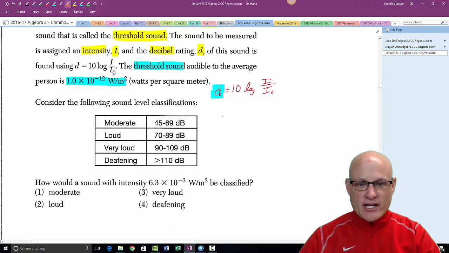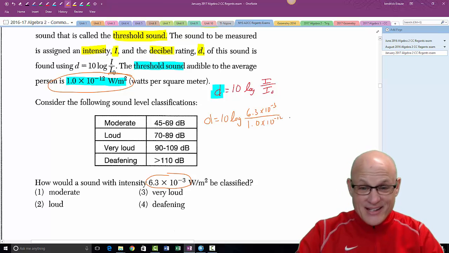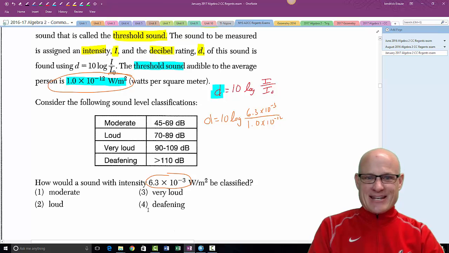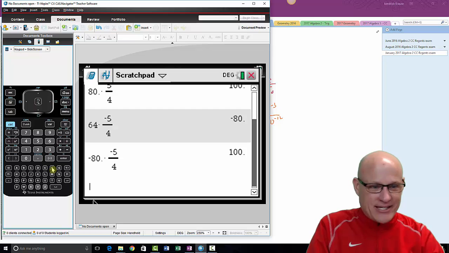So dB is equal to 10 log. They're giving us an intensity, 6.3 times 10 to the negative 3. And they gave us a threshold sound, which was my I0 of 1.0 times 10 to the negative 12. All you had to do is type it into your calculator. That's it. It's a whole problem, and all I got to do is type it into my calculator? You've got to be kidding me. Math can't be that easy.